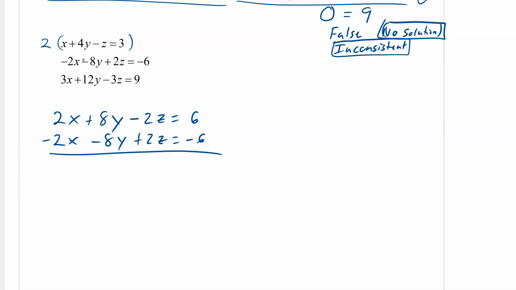Now when you solve them, you see you get 0 equals 0. That is true. So that means we have a solution. It is infinitely many solutions. So we're getting a line, basically, is our point.